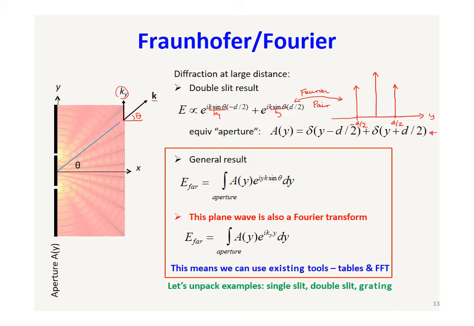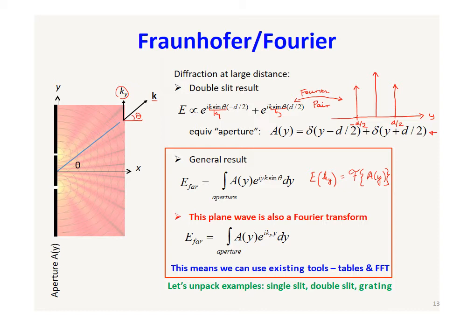So what we've shown, and you can more formally do it too, is that the electric field at some distant place is a function of ky, and that's going to be equal to the Fourier transform of the aperture function. So it's rather cool. The Fraunhofer diffraction pattern of some kind of object is actually the Fourier transform of the object.